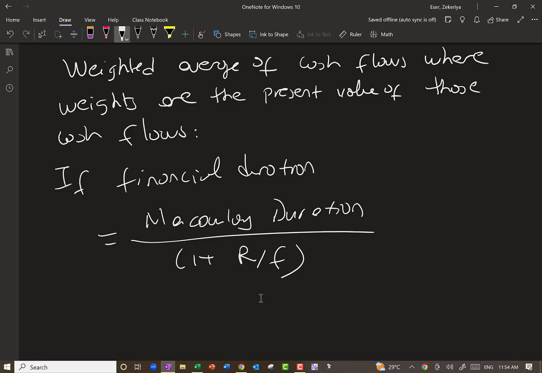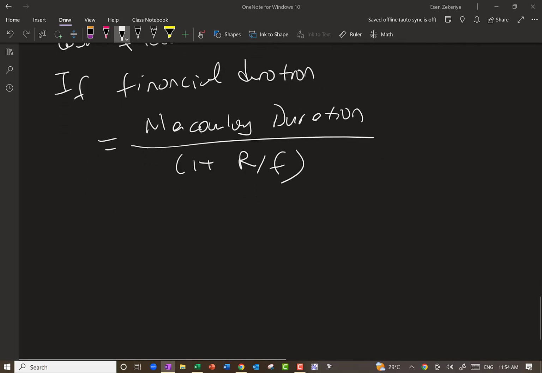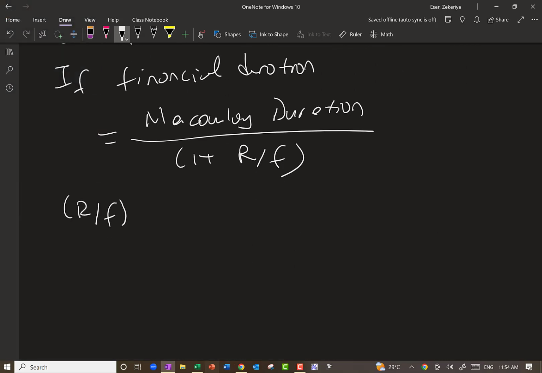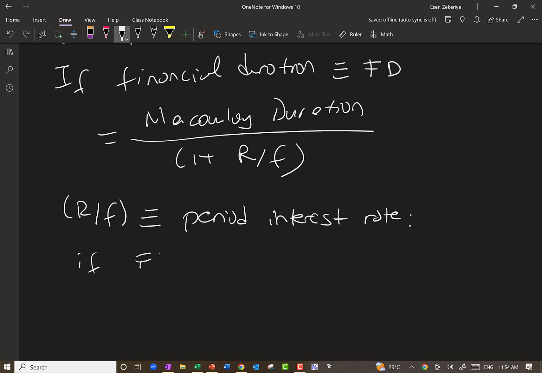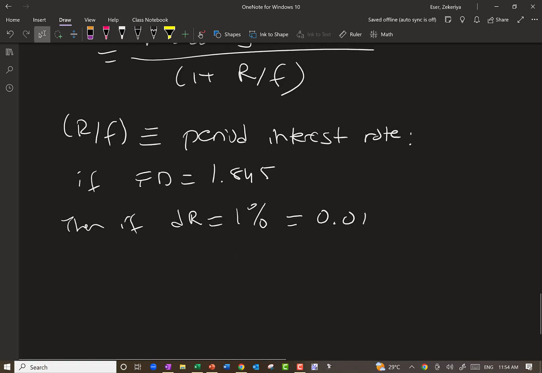then if DR is 1% or 0.01, then percentage dV is going to be financial duration times 0.01, or $835.